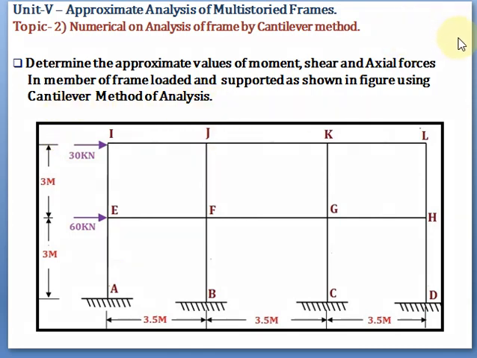So this is the multi-storied frame. The vertical length is 6 meter and the horizontal length is 10.5 meter. It is subjected to a horizontal load of 30 kilonewton at joint I and 60 kilonewton at joint E.